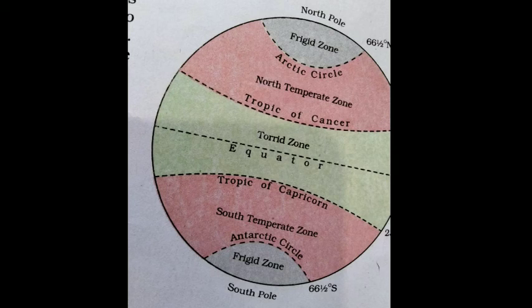And finally, the Arctic Circle to the North Pole, that is 66 and a half degrees to 90 degrees north and south, would be the frigid zones. So these are the cool zones. So there are three major zones, that is the torrid zone, the temperate zone and the frigid zone.